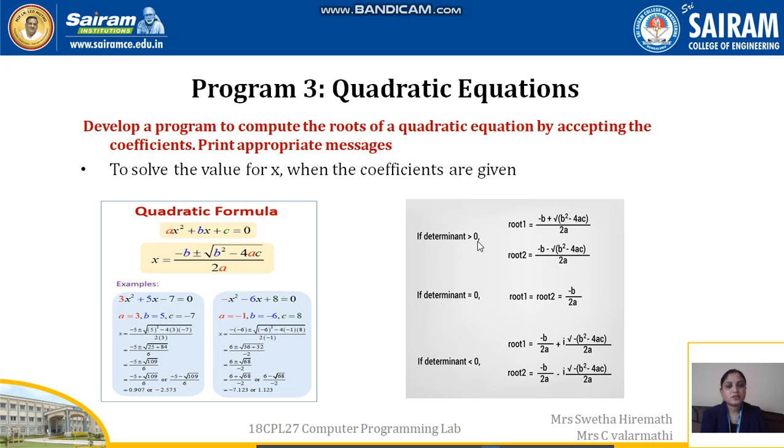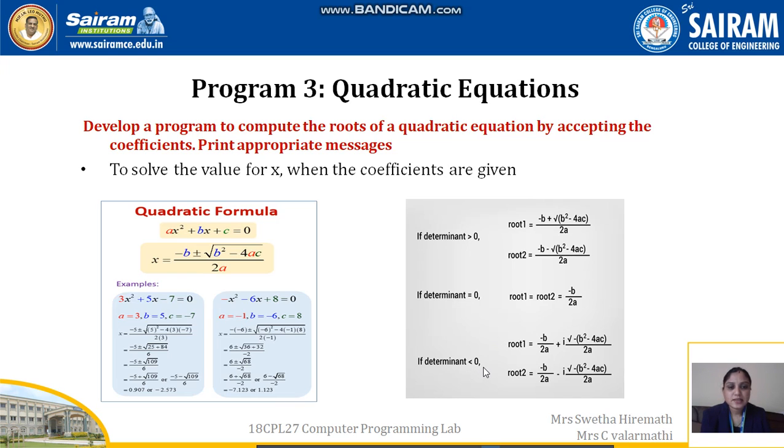If it is not greater than 0, then the other two possibilities are that it is equal to 0 or less than 0. If it is equal to 0, then what type of roots are we getting? Root 1 and root 2 will both be equal roots. Root 1 as well as root 2 will be equal to minus b by 2a.